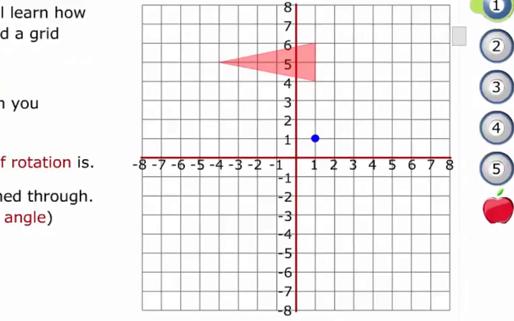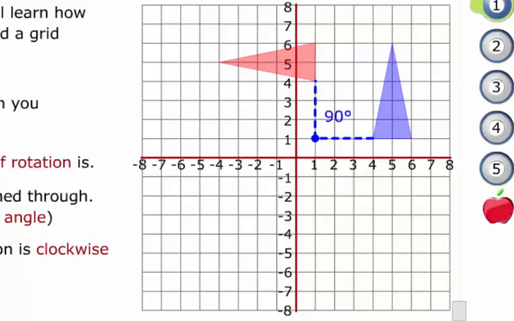The second thing you needed to be able to describe was how much you turned the object through, what sort of angle. Was it 45 degrees, 90 degrees, or something like 180 degrees? So for example, in this case, 90 degrees. And the third thing you need to be able to do to describe fully the rotation was, which way did you rotate? Did you rotate it clockwise, or did you rotate it anti-clockwise, as in this case here?